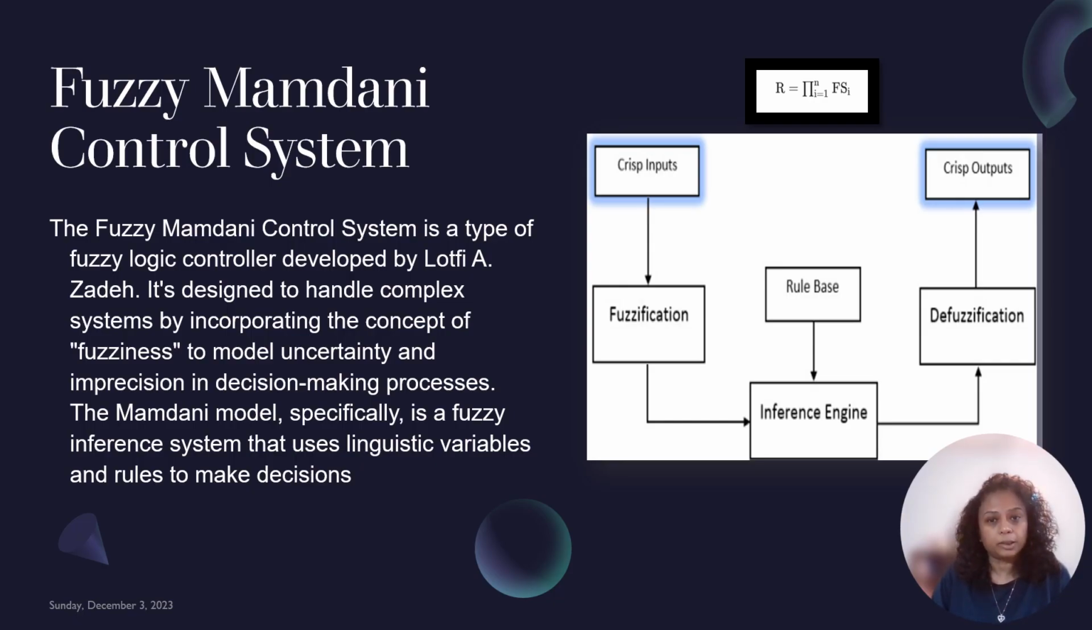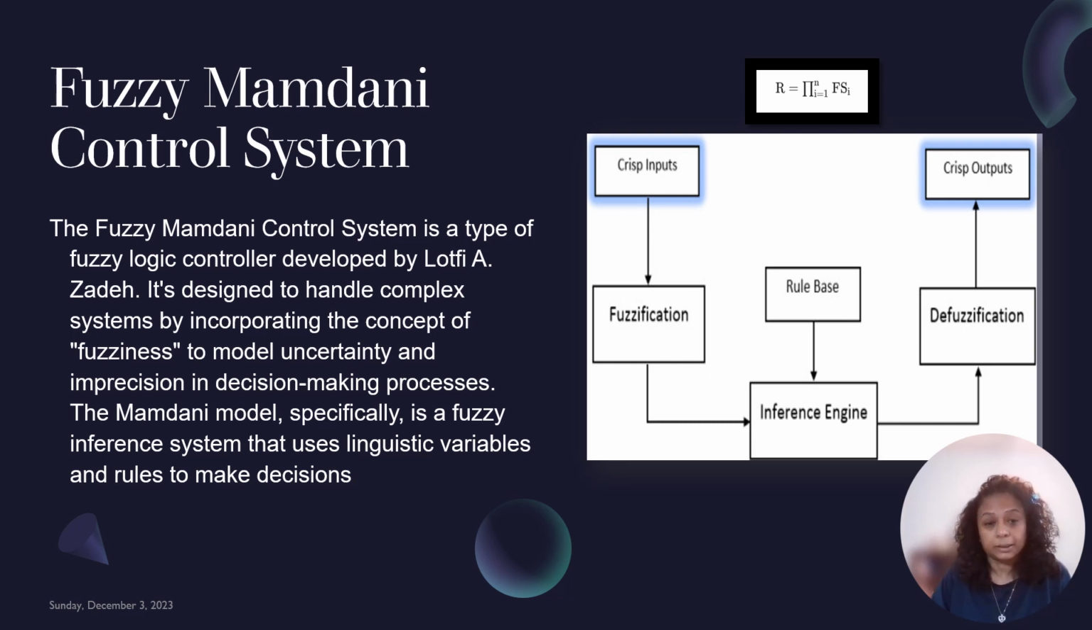The fuzzy Mamdani control system is a type of fuzzy logic controller developed by Lotfi Zadeh. It is designed to handle complex systems by incorporating the concept of fuzziness to model uncertainty and imprecision in decision-making processes. The Mamdani model specifically is a fuzzy inference system that uses linguistic variables and rules to make decisions.